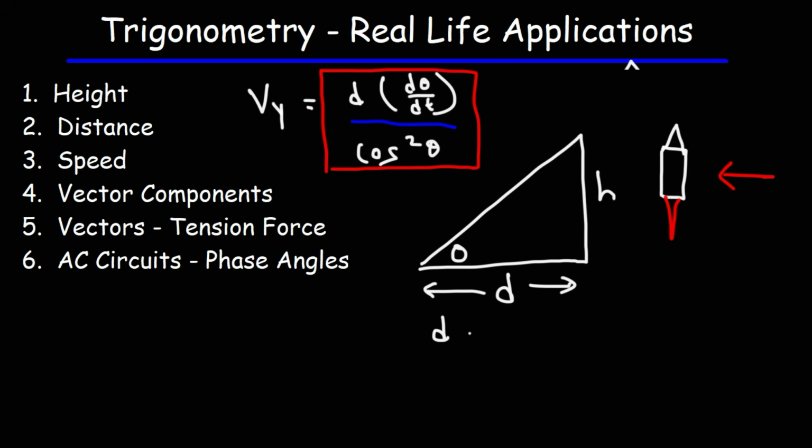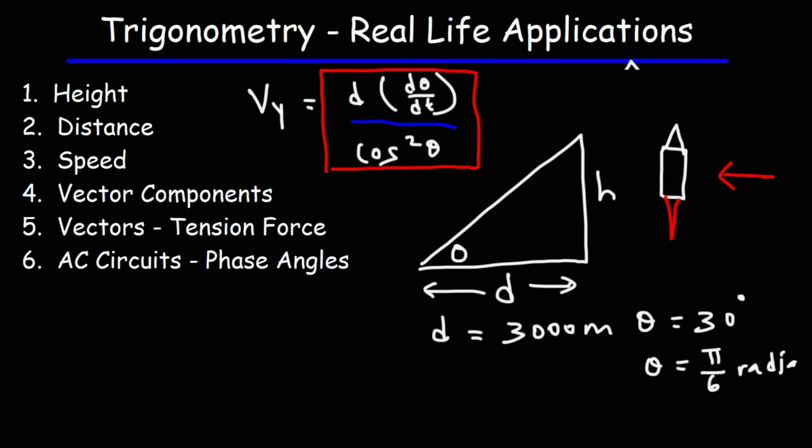So let's say the rocket is 3,000 meters away from the observer. The angle is 30 degrees. You need to convert that to radians, so you got to multiply that by pi over 180. So that will give you an angle of pi over 6 radians. So remember, pi is equal to 180 degrees. And pi is like 3.1415 radians.